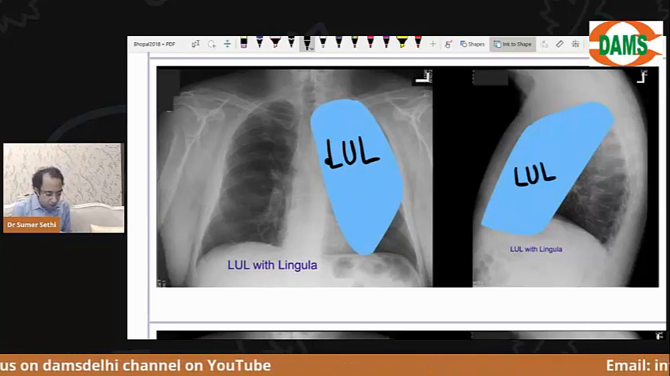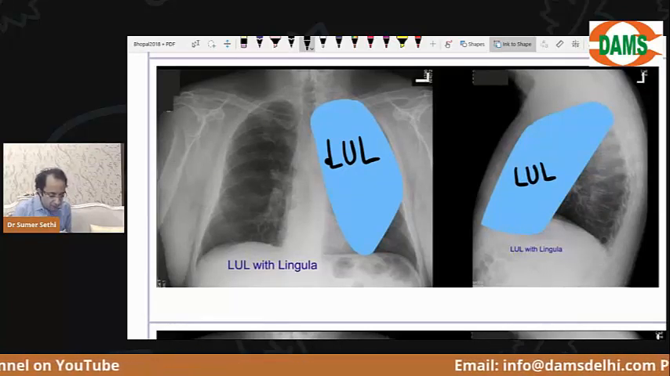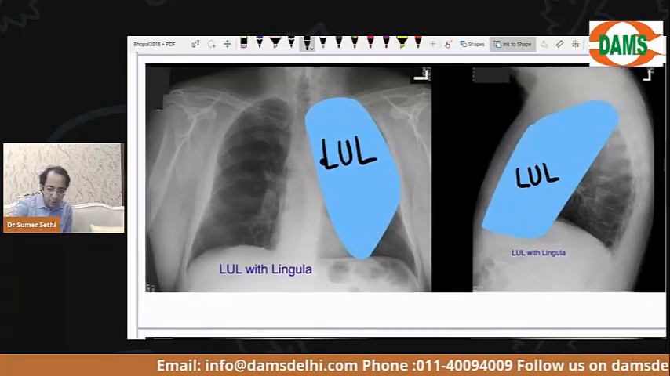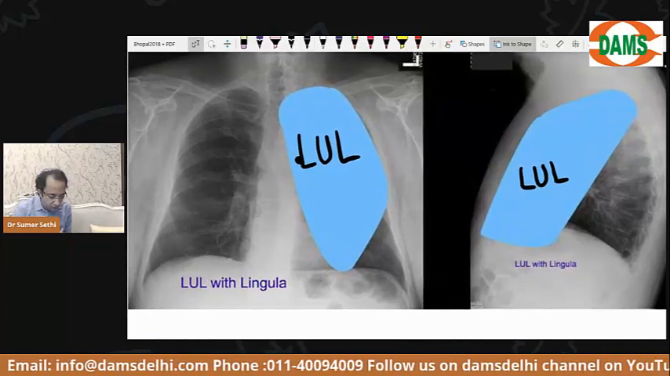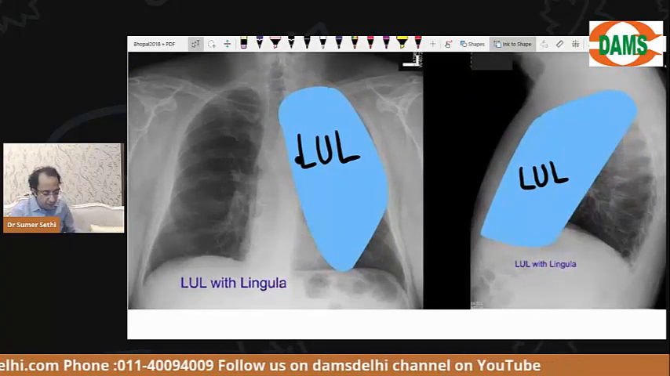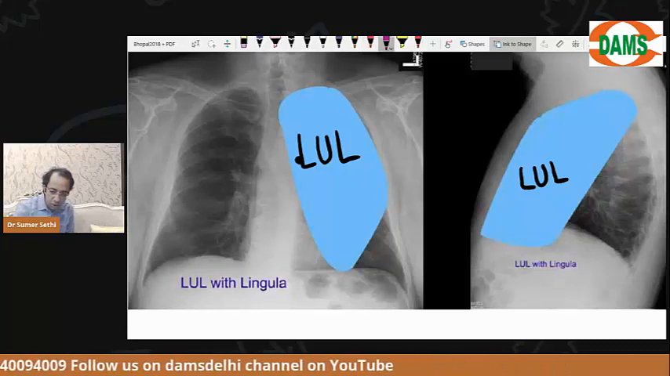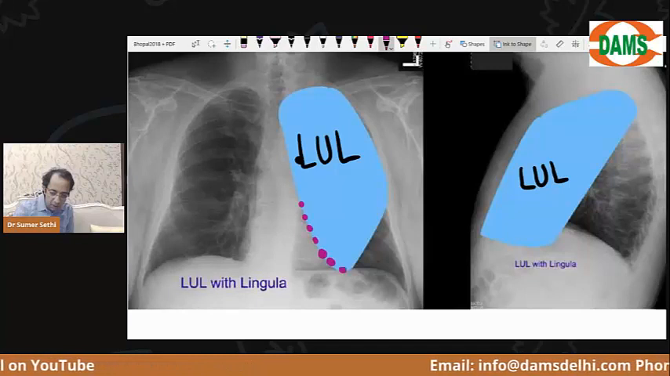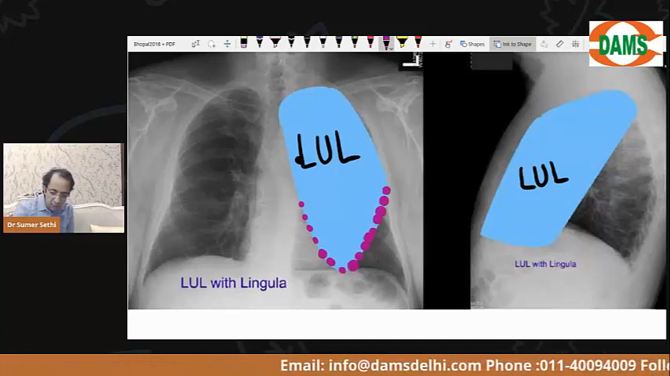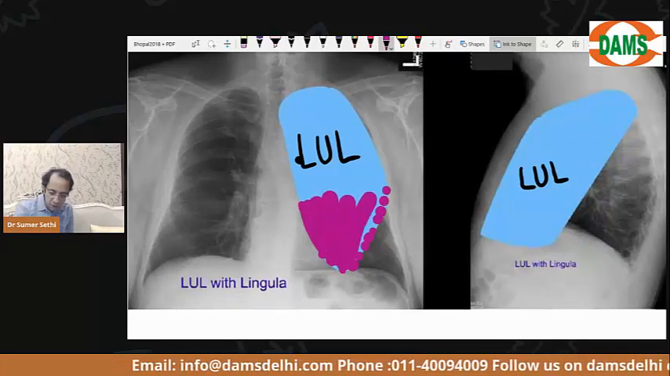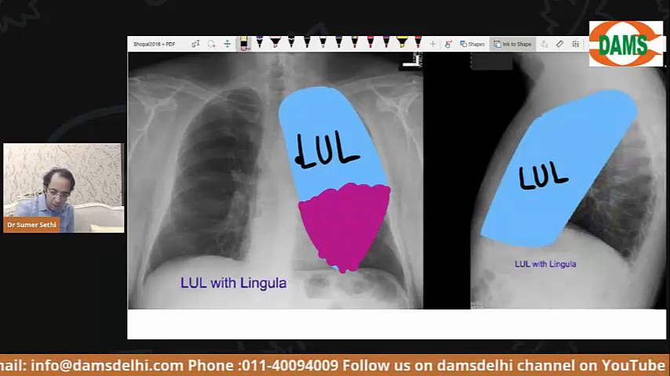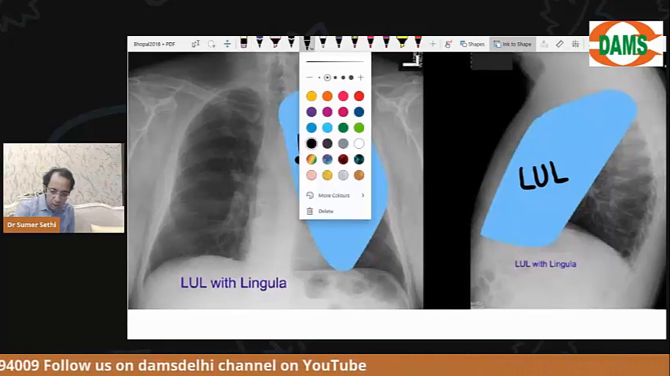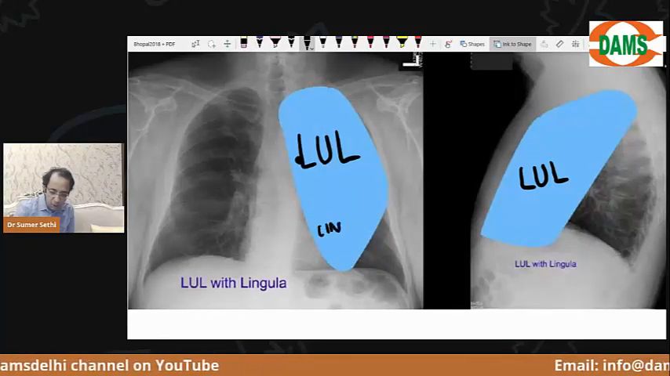Okay, when I look at the left side, I'm able to see that this is your left upper lobe. Why is the left upper lobe larger? Listen to me and tell me. And what is this tongue-like projection? Do you see this tongue-like projection from the upper lobe? In Greek and Latin, the tongue is called lingula, so this must be the lingular segment.